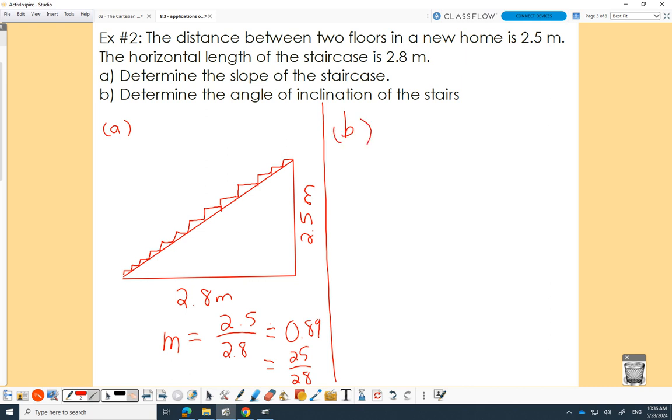Determine the angle of inclination of the staircase. I will call it A. I will circle it. And if that's angle A, this is the hypotenuse, which is fine. You can label it. If it helps you to label the other sides by putting hypotenuse on there, I like it. And then what's the 2.8 then? Adjacent. And 2.5 is opposite. So O and A, opposite and adjacent.